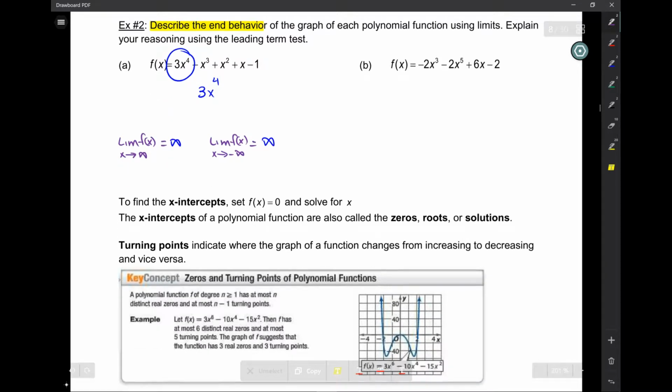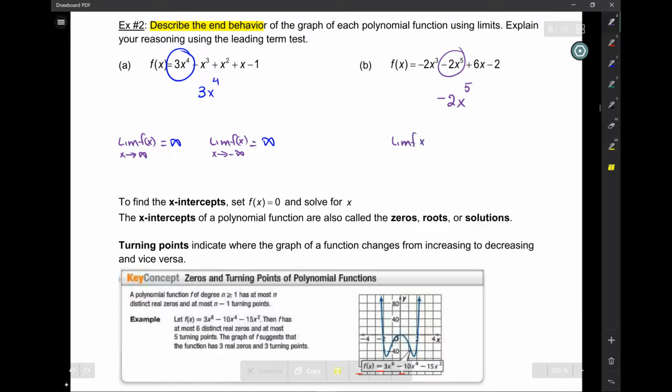What's the leading term here? Negative 2x to the 5th, right? So it's not the first one. This one is not written in standard form, so it's the second one. Be careful. Okay? I got messed up. It's the same thing here.